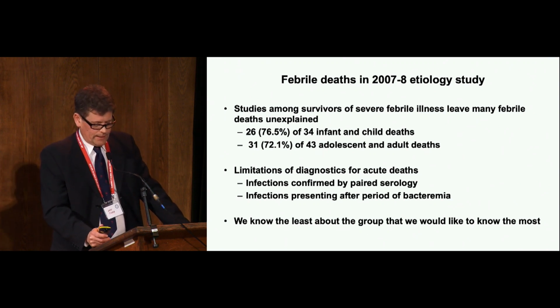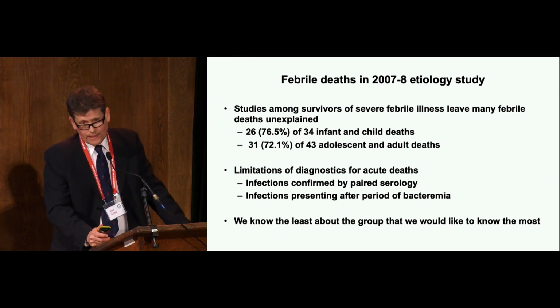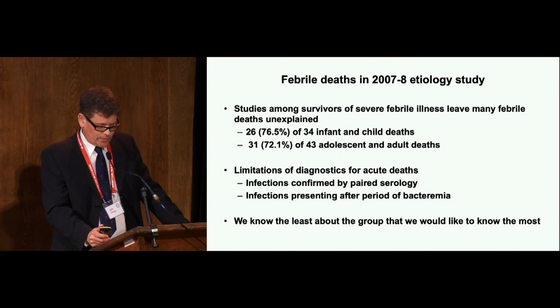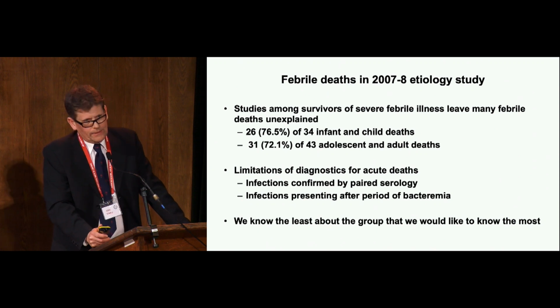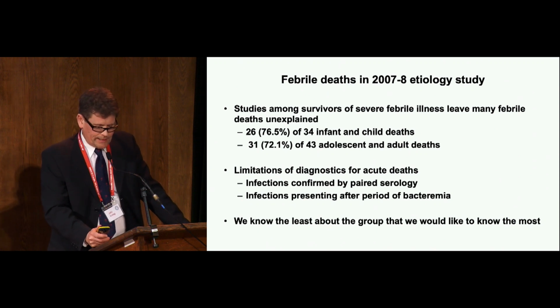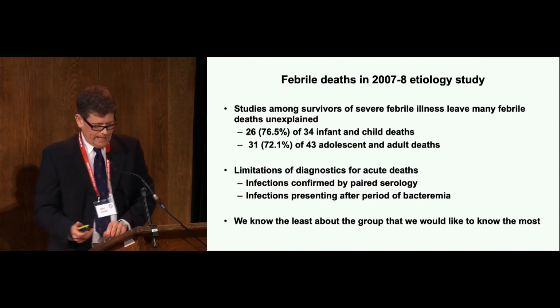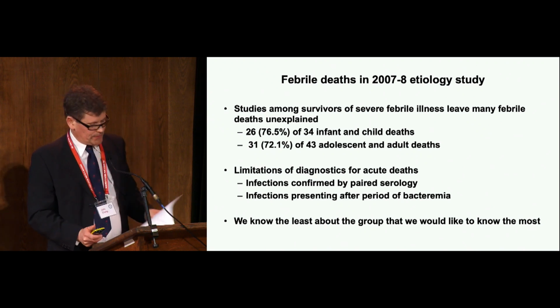For example, infections that rely on confirmation by paired serology can only be studied among survivors. And infections present after the peak period of bacteremia are challenging to confirm later by culture or nucleic acid amplification, infections like typhoid fever and leptospirosis. The consequence of these limitations was that we knew the least about the group that we would like to know the most about if averting deaths was a goal: those who died with febrile illness. So we formulated a plan for a febrile deaths autopsy study.